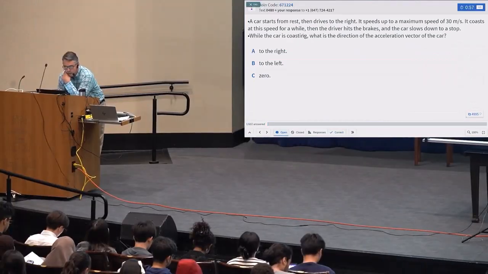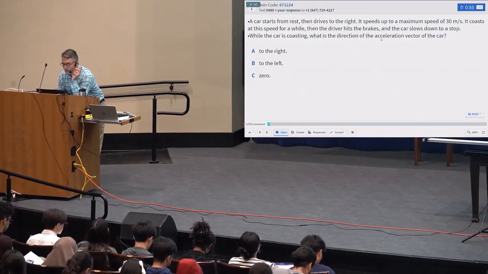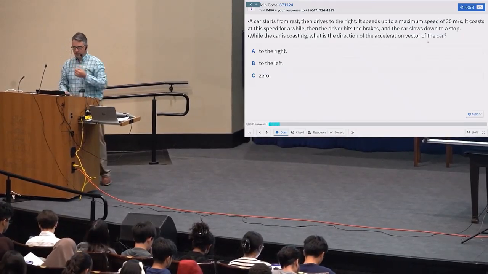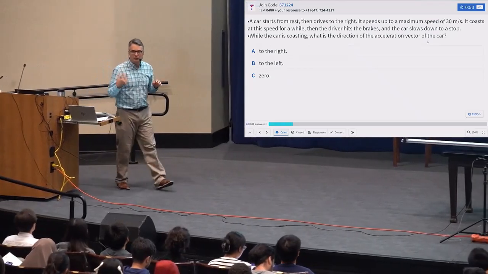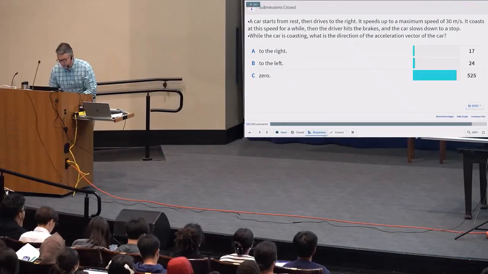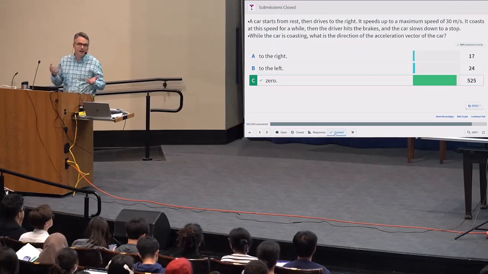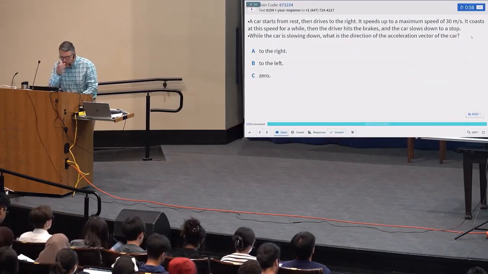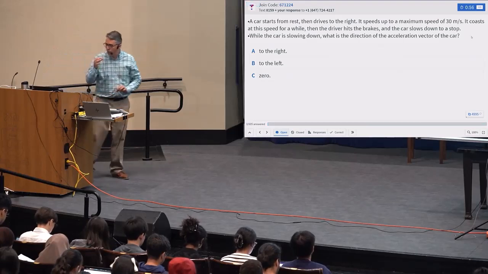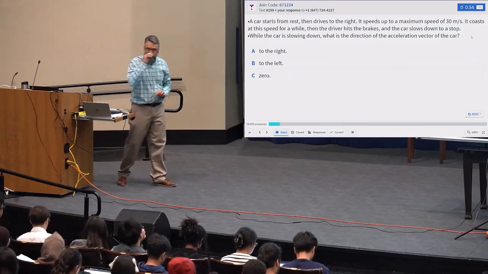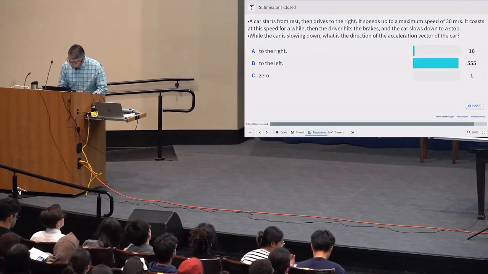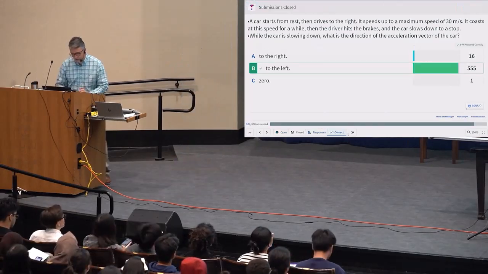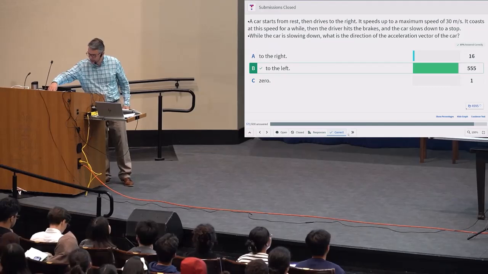This one says, while the car is coasting, what is the direction of the acceleration vector of the car? And by coasting, I just mean that it's going at a constant velocity. Zero, okay. So if you're not changing your velocity, then the acceleration is 0. While the car is slowing down, what is the direction of the acceleration vector of the car? Yeah, to the left. Very good. So again, you're getting the right basic idea here.